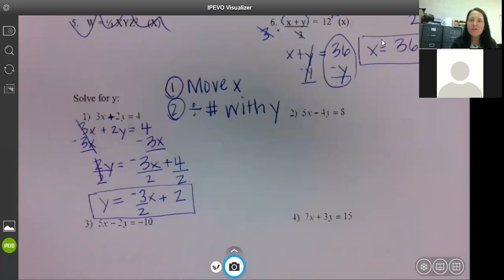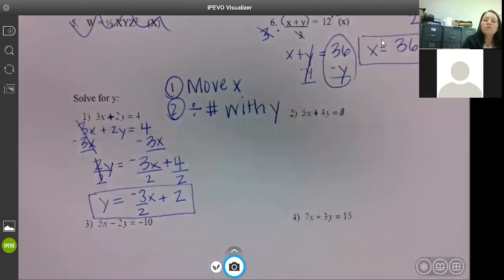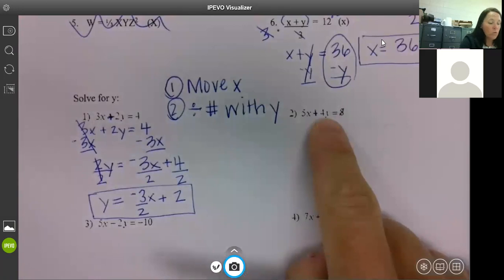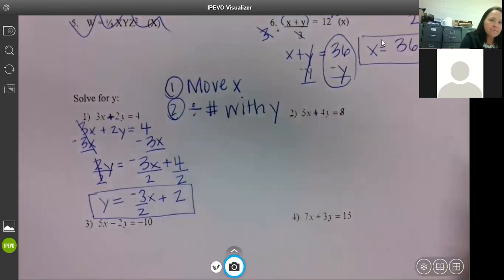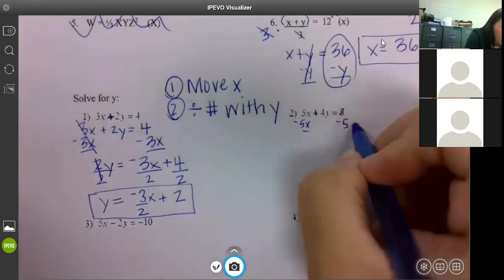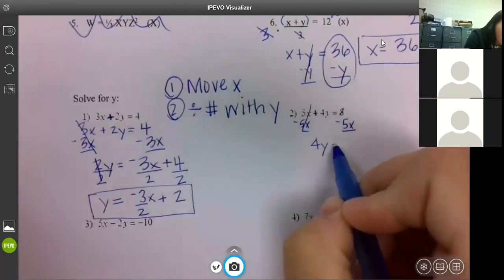All right, so number two: 5x plus 4y equals 8. We're trying to solve for y. What's on the same side but not with it? 5x. So we're going to move x. How do I move a positive 5x? Subtract. That's it. Perfect. I like hearing your voices. That makes me feel better. Thank you. We're going to bring down that 4y.